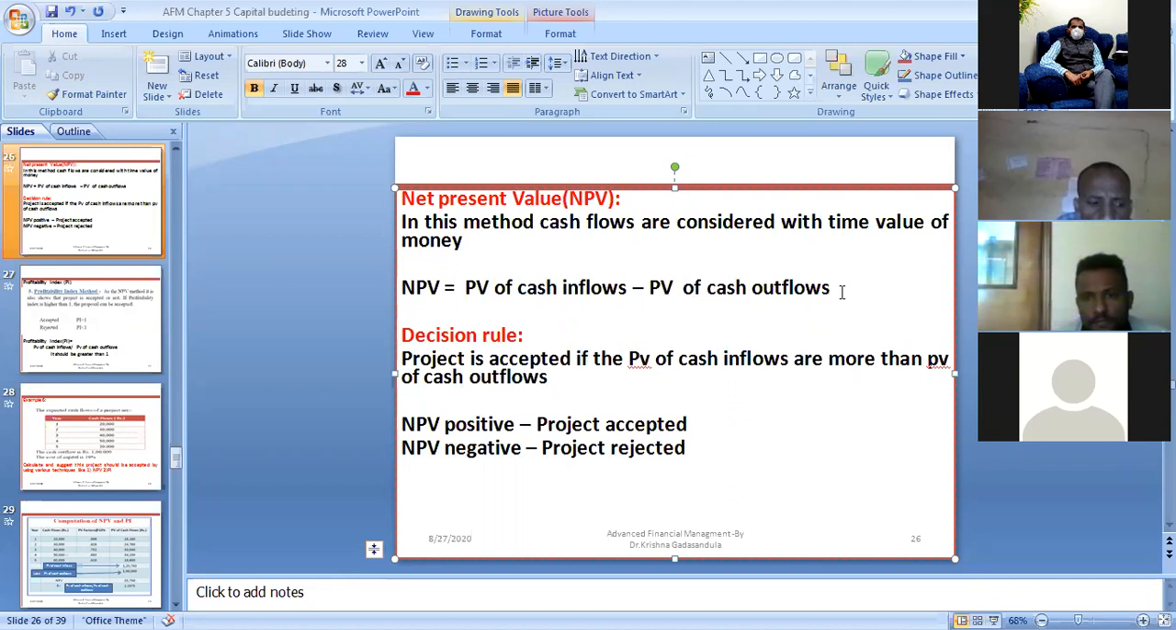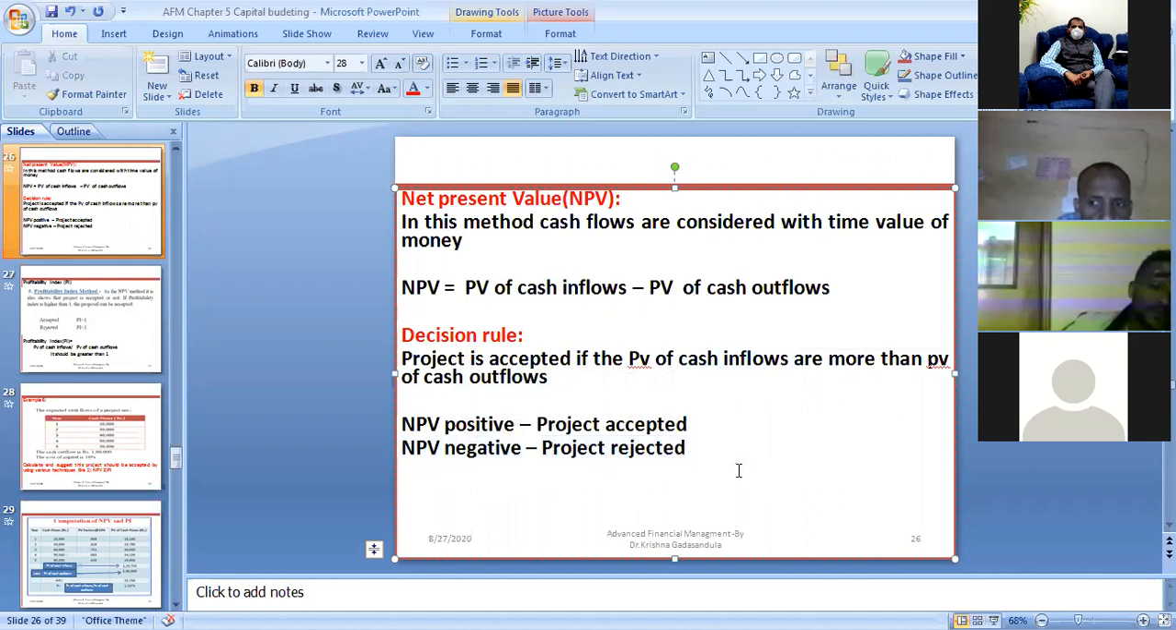Present value of cash inflows minus present value of cash outflows. So the decision rule: how do we accept or reject the project? The project is accepted if the present value of cash inflows is more than the present value of cash outflows. When the present value of cash inflows is more than the present value of cash outflows, it means NPV is positive, and the project is accepted. If NPV is negative, the project is rejected.